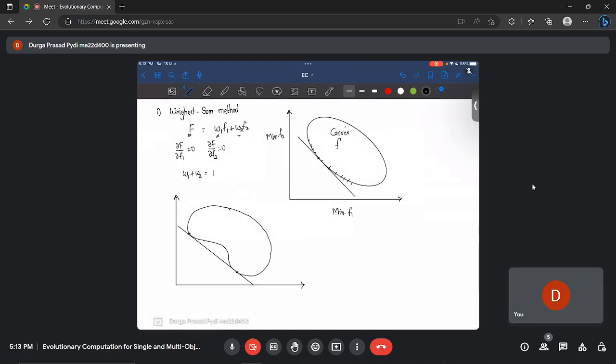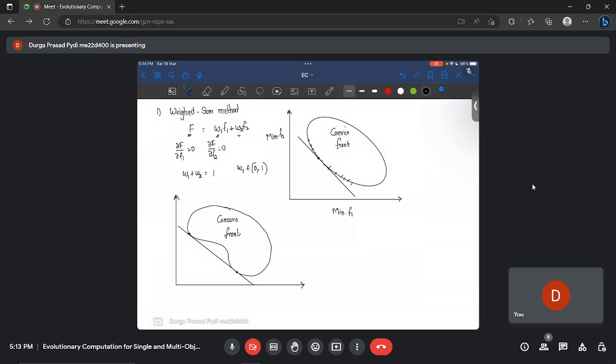These weights w1 and w2: the sum w1 plus w2 is equal to 1. Can any of these be taken as 0? You can take w1 to be 0, then w2 will be 1. Basically, they range from 0 to 1. Then it will not be multi-objective.